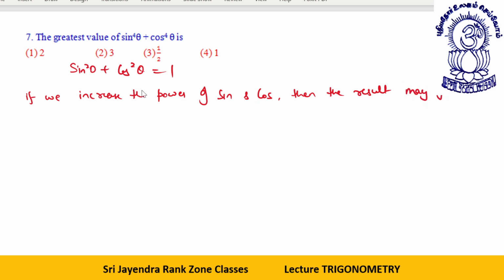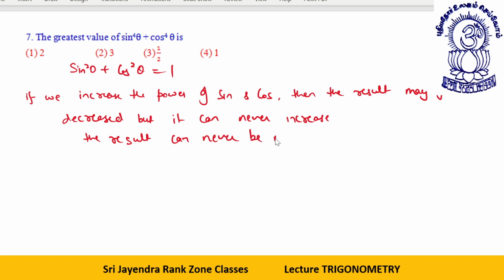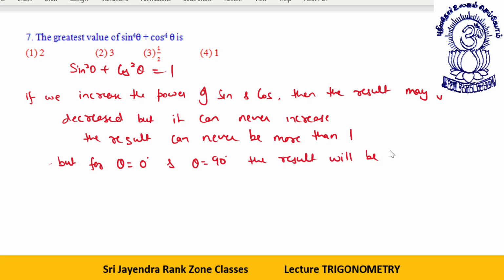Why? Because these numbers are lesser than 1. May get decreased, but it can never increase. Therefore, it cannot be greater than 1. Therefore, the result can never be more than 1. But for theta is equal to 0 degree and theta is equal to 90 degree, the result will be 1.